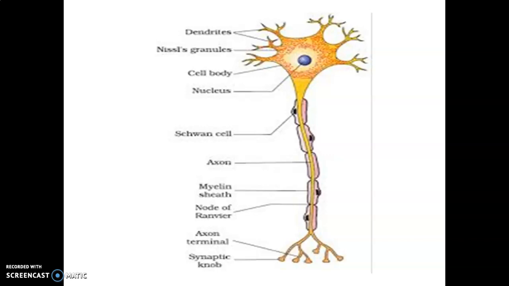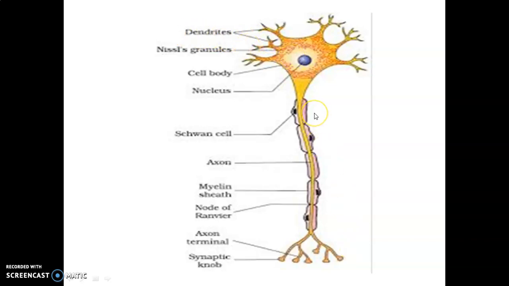Neuron is a microscopic structure composed of three major parts, namely cell body. This is cell body. See, this is cell body, and here you can see dendrites, then long axon. Which are the three parts? Cell body, dendrites and axon.